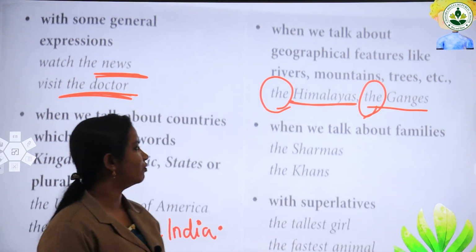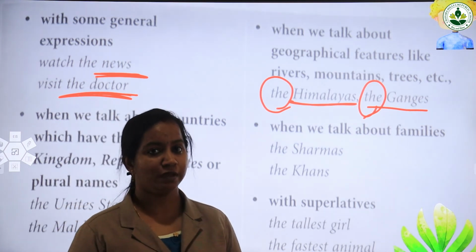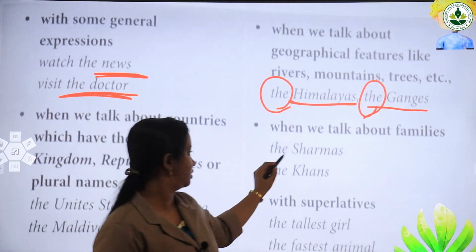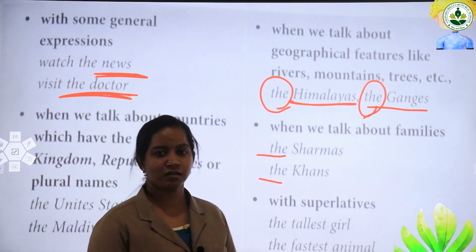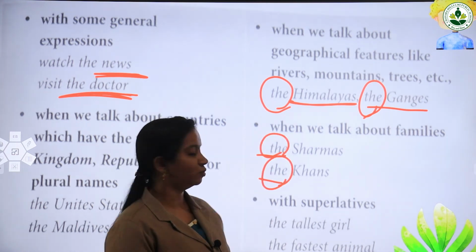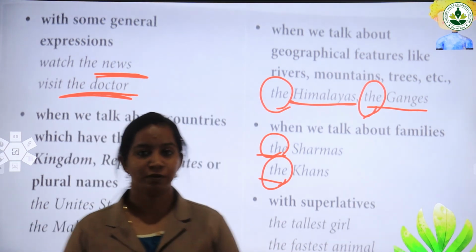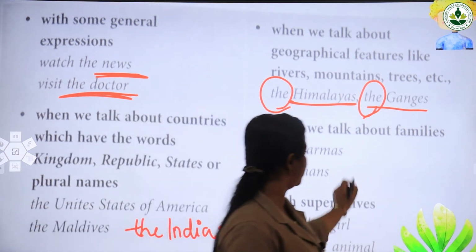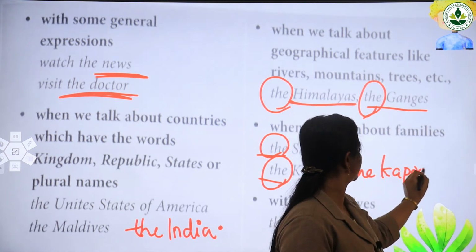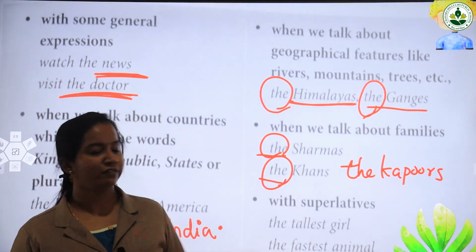Okay. Now when we talk about families, that means if we are specifically naming a family name, we will be using the article "the": the Sharmas, the Khans. Okay. So if we are specifically calling somebody with their family names, we will be using "the". For example, the Kapoors. So we will be using "the" before the family names.